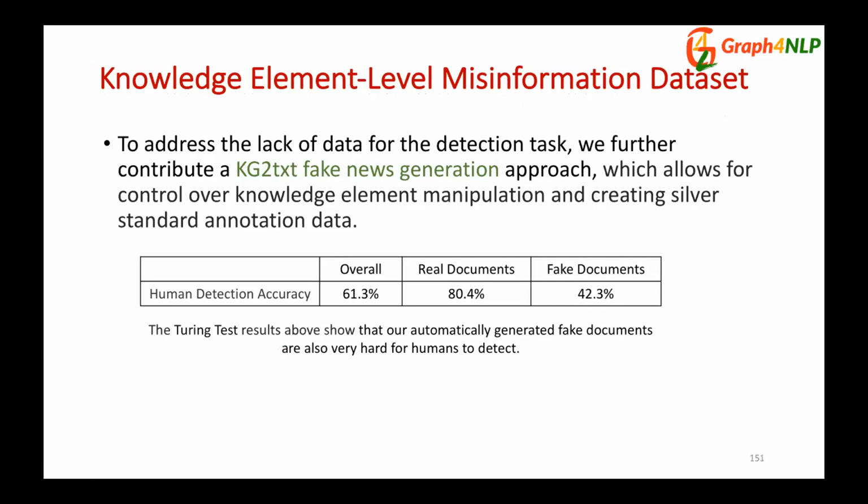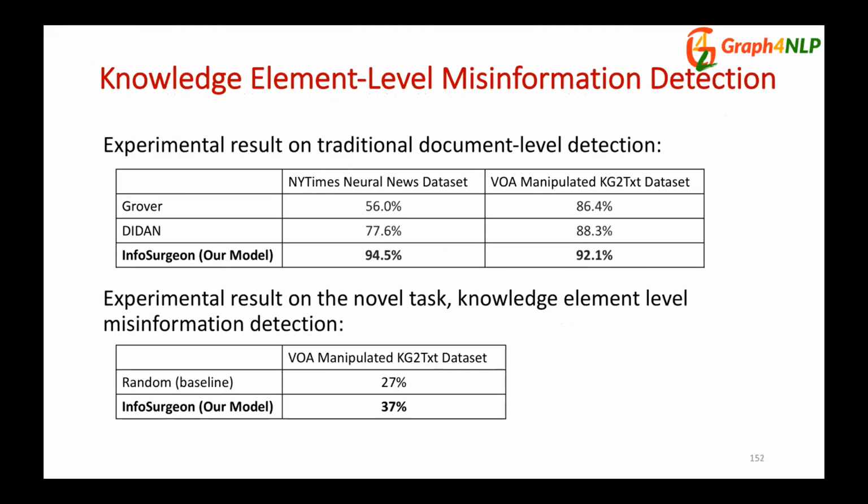This kind of knowledge graph manipulation-based generation method can give both users and the system very confusing articles. So we did a Turing test by showing every pair of real and fake news documents to real human users, and they were only able to identify 42% of the fake documents, which is good because that means we really mimic how humans would generate fake news, and our detector can be much more reliable.